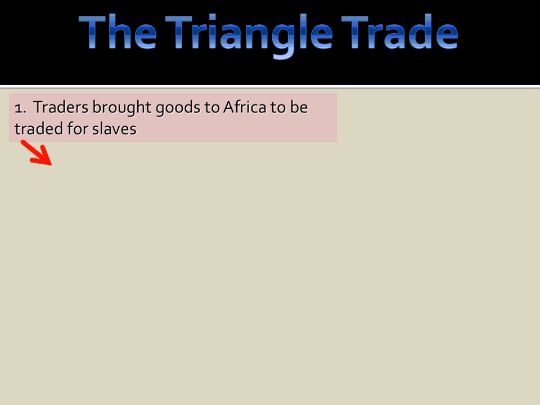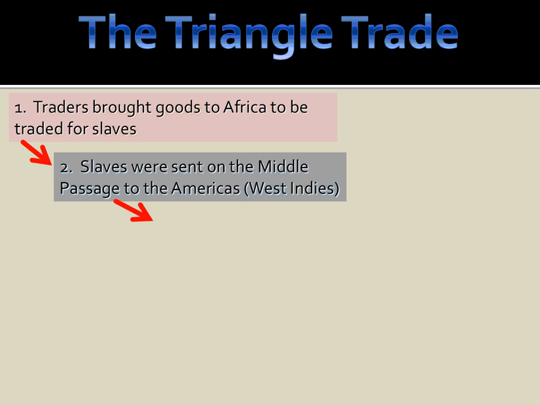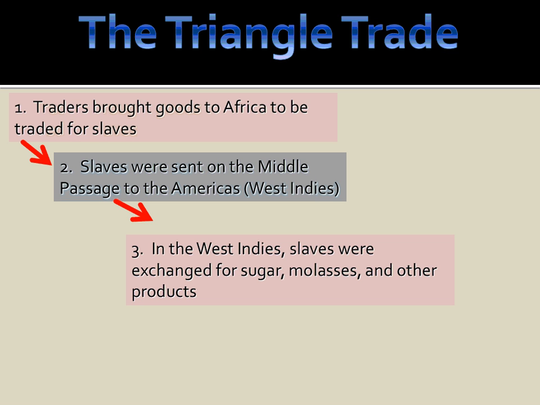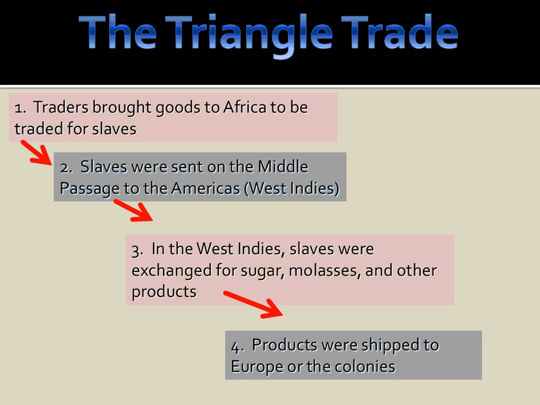The triangle trade worked as follows. Traders brought goods to Africa to be traded for slaves. Okay, that was step one. Step two is that Africans were sent via the Middle Passage to the West Indies. Step three, while in the West Indies, slaves were exchanged for sugar, molasses, and other products. And finally, step four, those products were eventually shipped back to Europe or to other colonies.